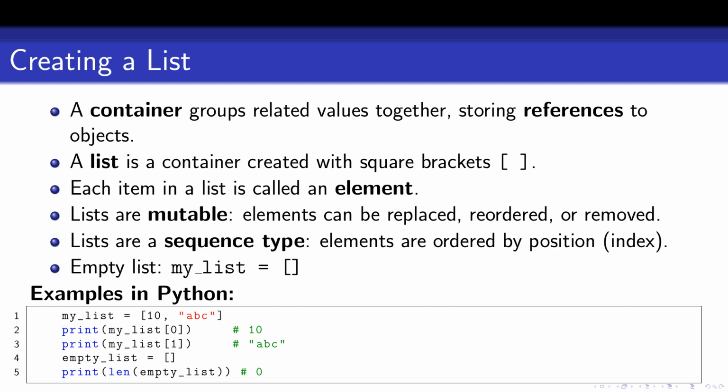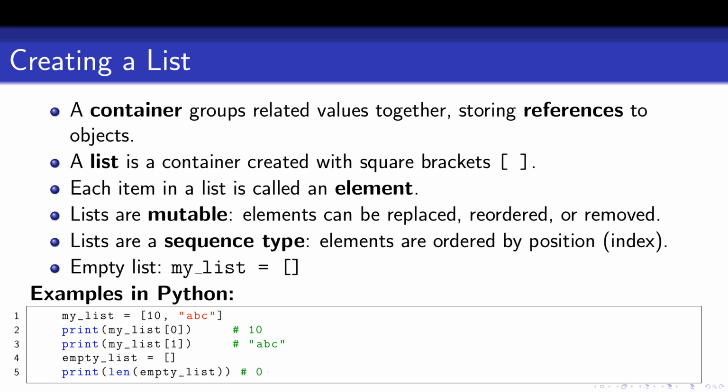Lists are Python's most flexible container type, and they are used to group related values into an ordered collection. A list is created with square brackets, and each item inside is called an element. Lists are mutable, which means you can change, reorder, or remove elements after the list is created. Because they are sequence types, lists support indexing that starts at 0, so you can access elements by position. An empty list is written as 2 square brackets with nothing inside.